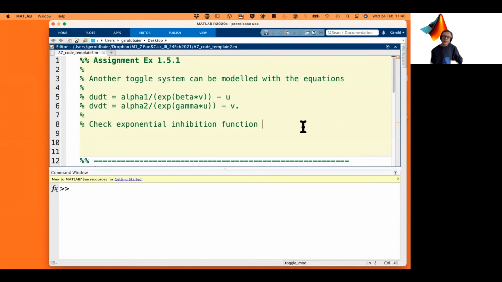So let's have a look at this task here, and it says use another system that has actually properties that are very, very similar to the toggle switch, but it's done mathematically in a different way. So rather than having a variable to the power of something, it takes the exponent of a variable, and that's what's happening here. Otherwise, it's structurally very similar, and equations are given here.